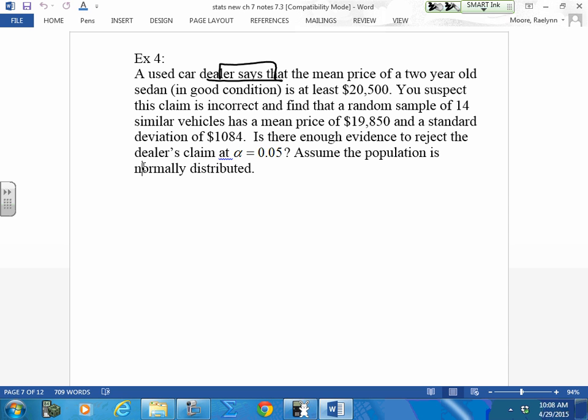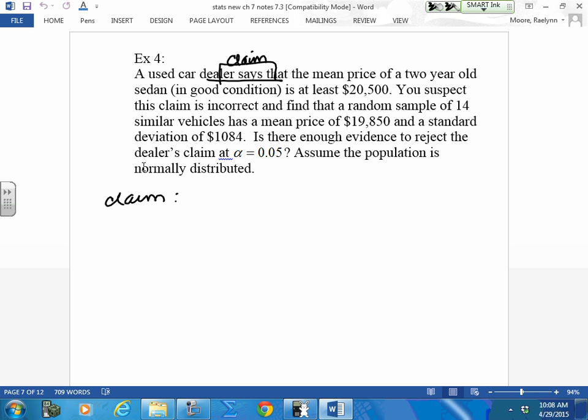The dealer says this is his claim. How do I write the claim? TJ, how do I write the claim? What? How do I write the claim? Great claim, there you go. I know you're really supposed to pay attention, but oh, you are paying attention back there, I thought.